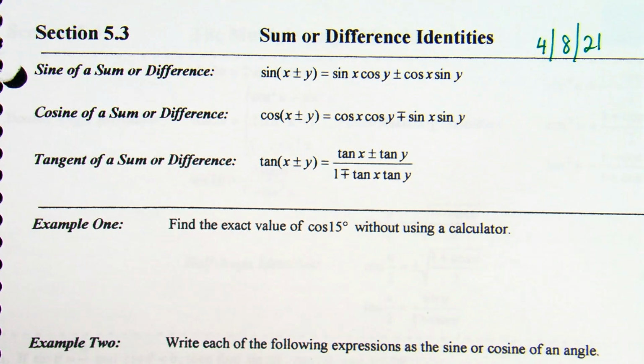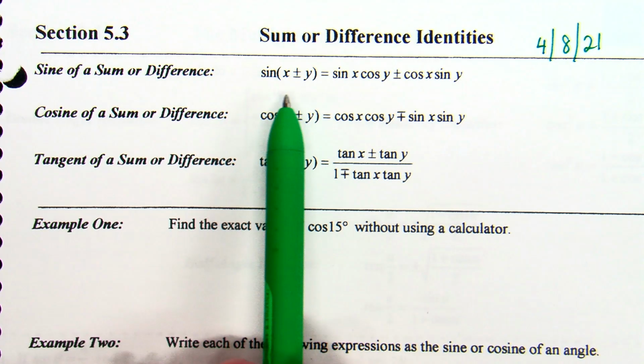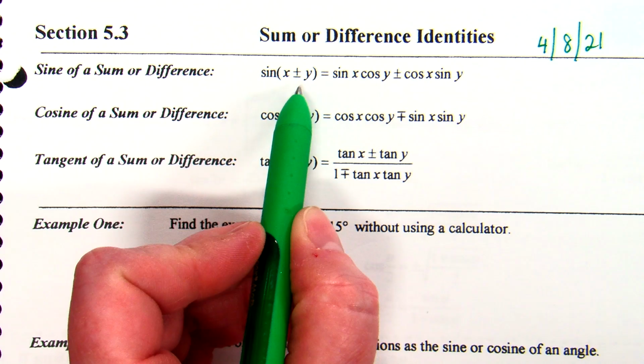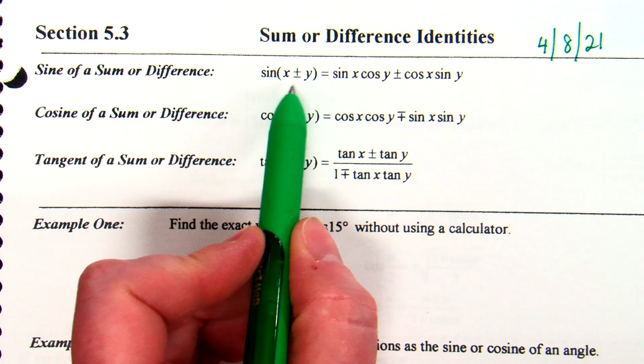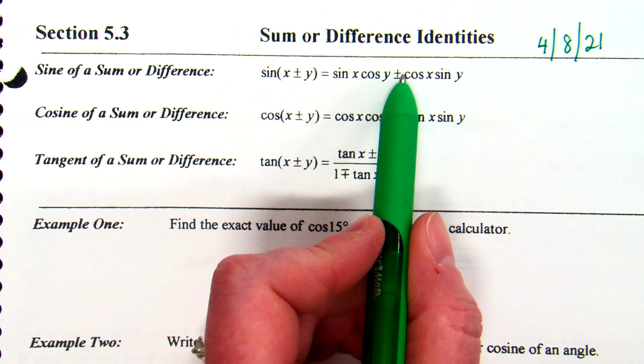So we are learning the sum or difference identities. We have three different sum or difference identities: there's an identity for sine, for cosine, and tangent. I'm not going to spend much time up here. I want to get into the examples and show you what they are doing. The idea here is sine of x plus or minus y. If we have two values being either added or subtracted, we can find what it is equal to by doing sine of x, cosine y, plus or minus cosine x, sine y.